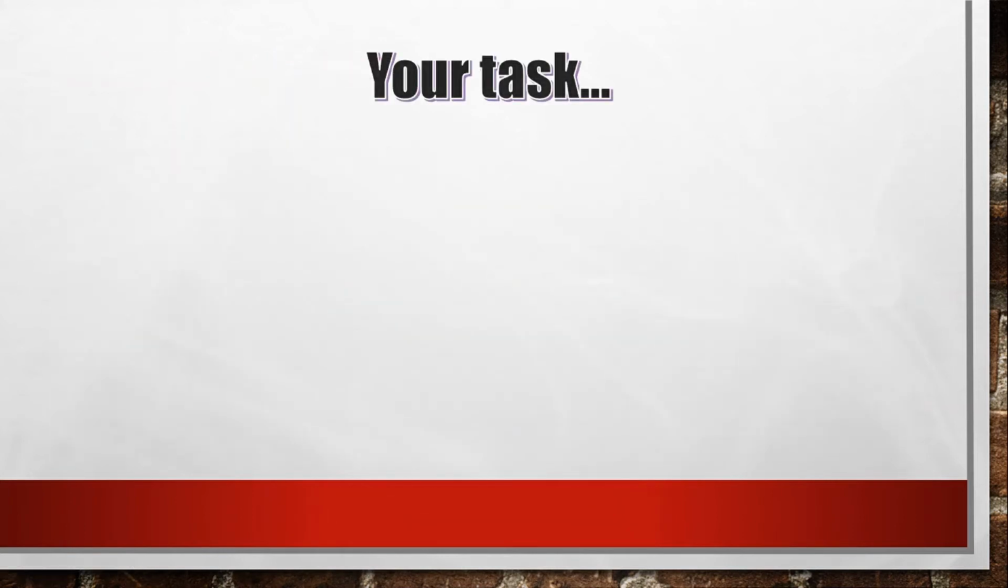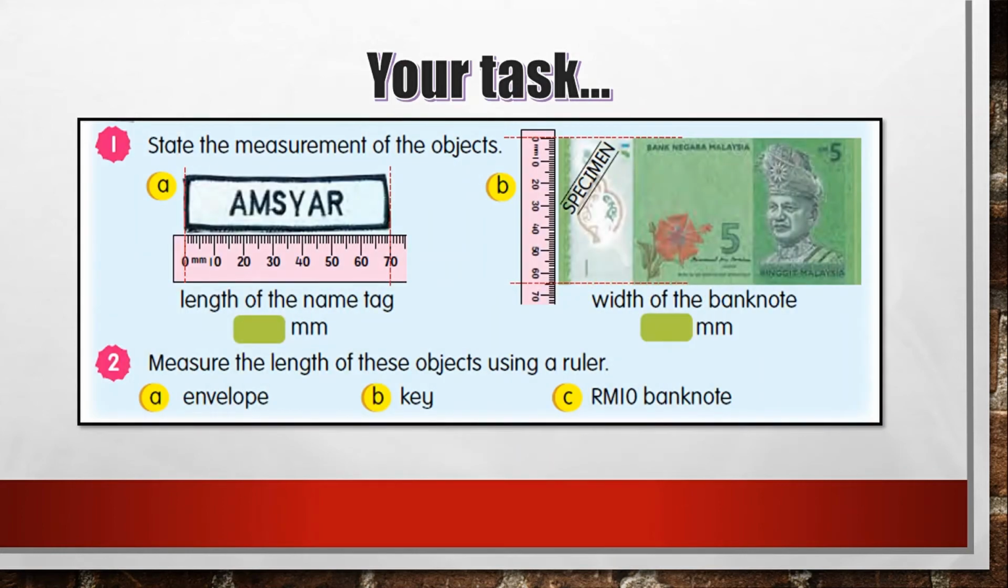Now your task. Number 1 and number 2. Number 1 has 2 questions and number 2 has 3 questions, which is to take the measurement of the object. So you have to measure here. For A, your name tag: how long is the length of the name tag? And then the width of the banknote, for B.